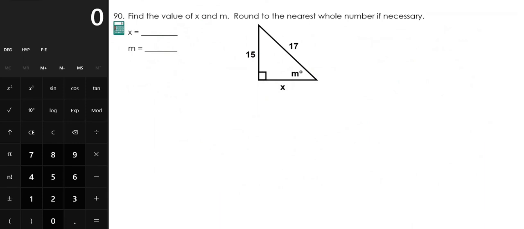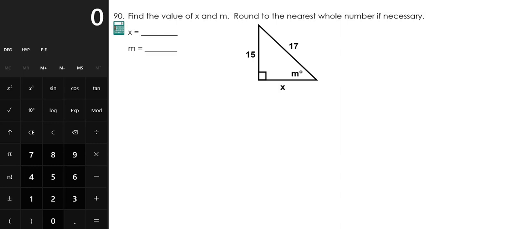90. Find the value of x and m, round to the nearest whole number if necessary. Okay, so x is a side length, m is an angle. I'm going to start by solving for m. When I have a right triangle and I'm looking for an angle, you have to use trig, but you're going to use trig in reverse. It's known as inverse trig, and we did it much earlier in this packet.